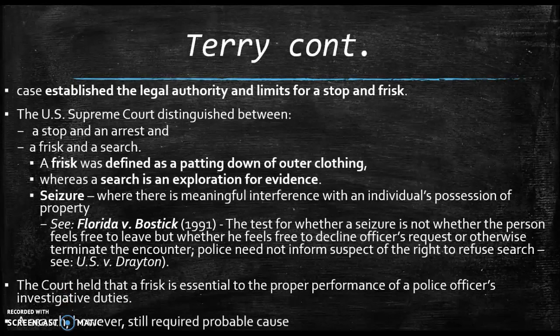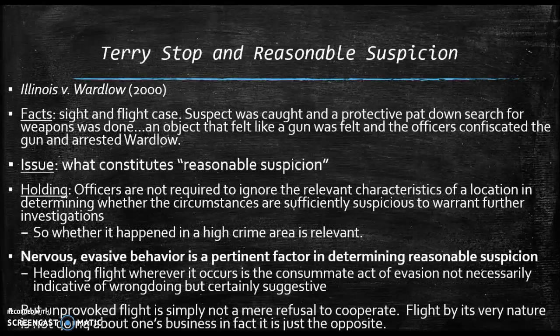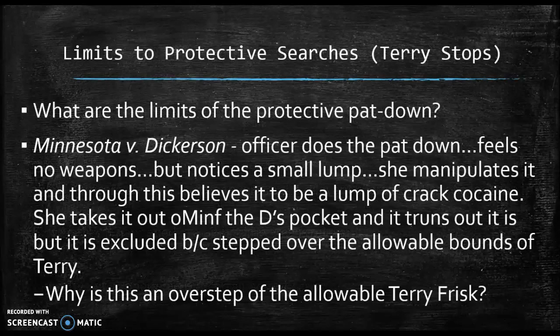I added a couple of cases that have come out since the book or have become more important as we go. You'll see Illinois versus Wardlow. Again, this is trying to put boundaries on, or frame and clarify, what reasonable suspicion is. Here it's nervous, evasive behavior, right? This is the idea of someone running away when the cops come. Flight by its very nature is someone not going about their business. In fact, it's just the opposite. It's reasonable to suspect there's something wrong, and the officer can go in and do a protective pat down.